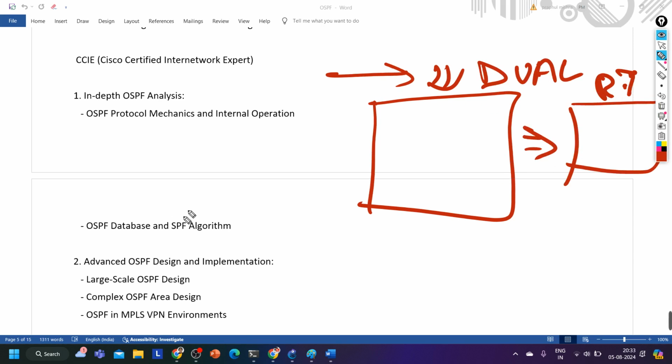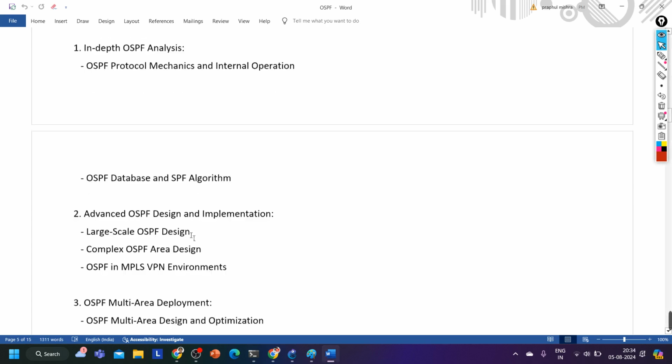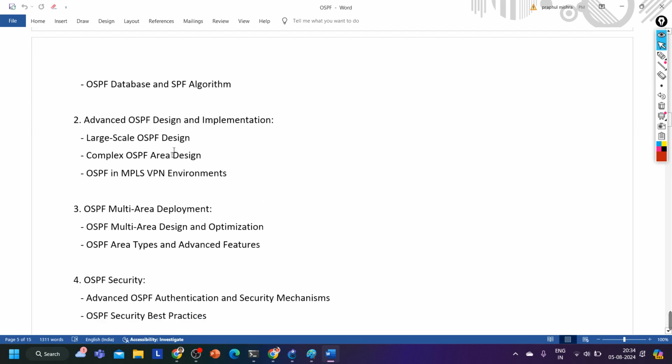In the same way, OSPF maintains a database, and on that database it runs the SPF algorithm. With the help of the SPF algorithm, it finds the best path and installs it in the routing table. So how does the SPF algorithm work? Advanced OSPF design and implementation, large scale OSPF design, complex OSPF area design, OSPF in MPLS and VPN environment. Just wait a minute.